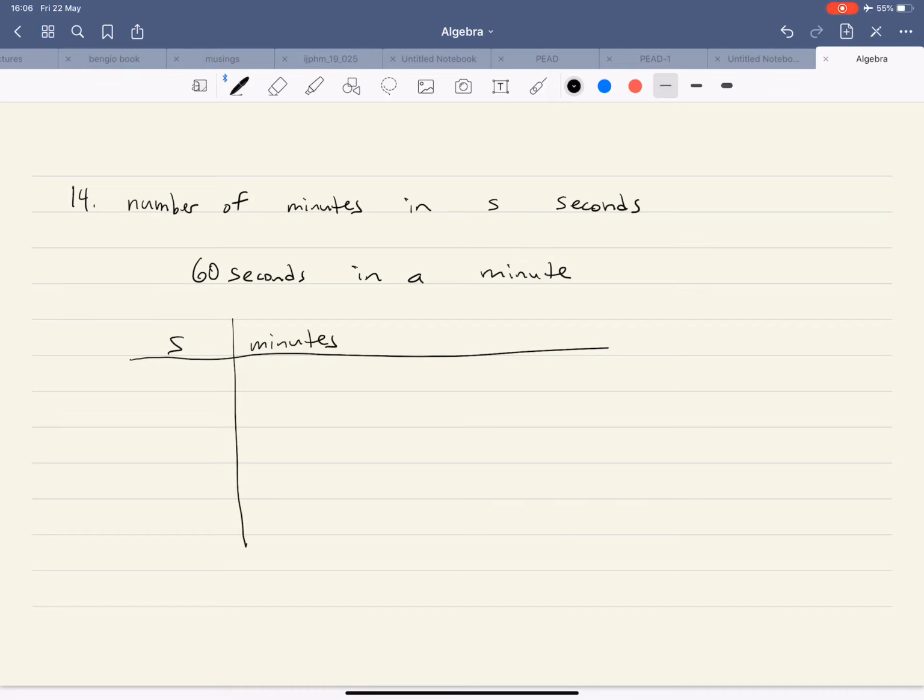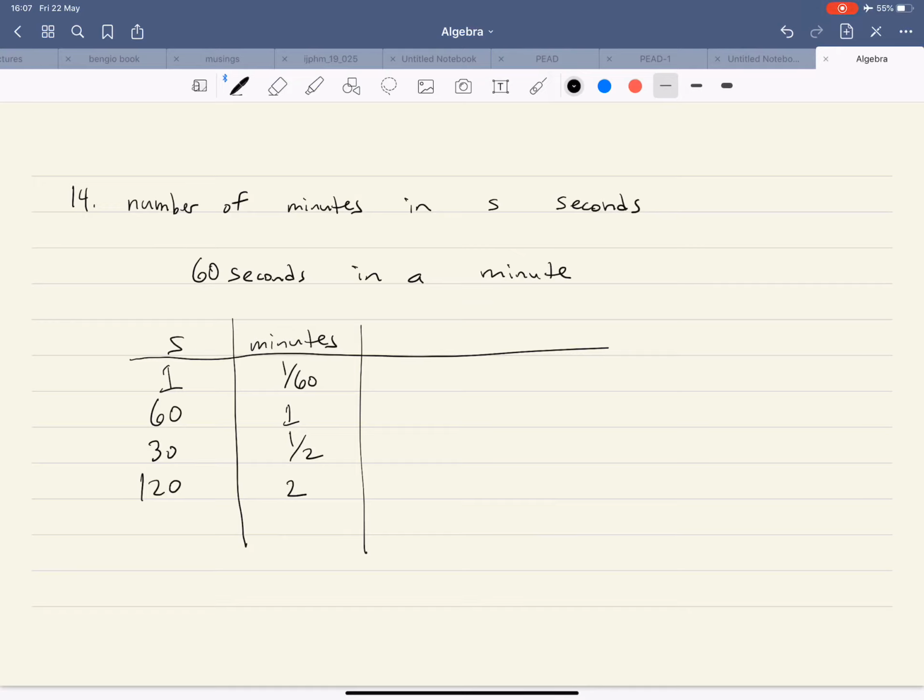So let's say that I have S seconds, and I want to see how many minutes I have. Well, 1 second is going to be 1/60th of a minute, right? 60 seconds is going to be my 1 minute. 30 seconds will be half a minute. 120 seconds will be 2 minutes.